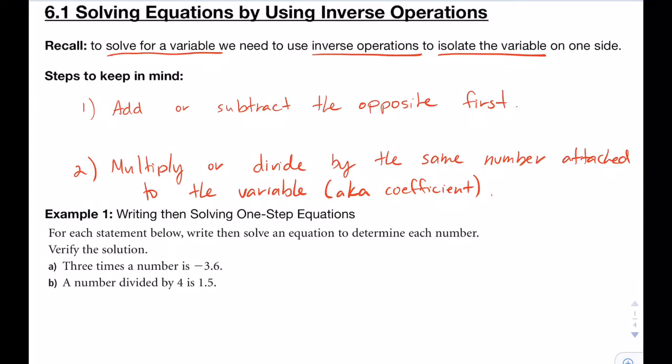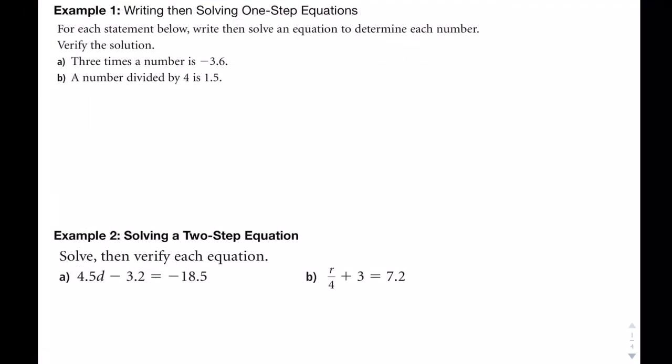I'm going to go through a few examples now of how to do this. Here's example 1. We want to write down the statement below and then solve for the variables. What you'll notice is all of these are one-step equations. It means we only need to do one step in order to solve for the variable. So we're going to take each statement and write down what this is as an equation.